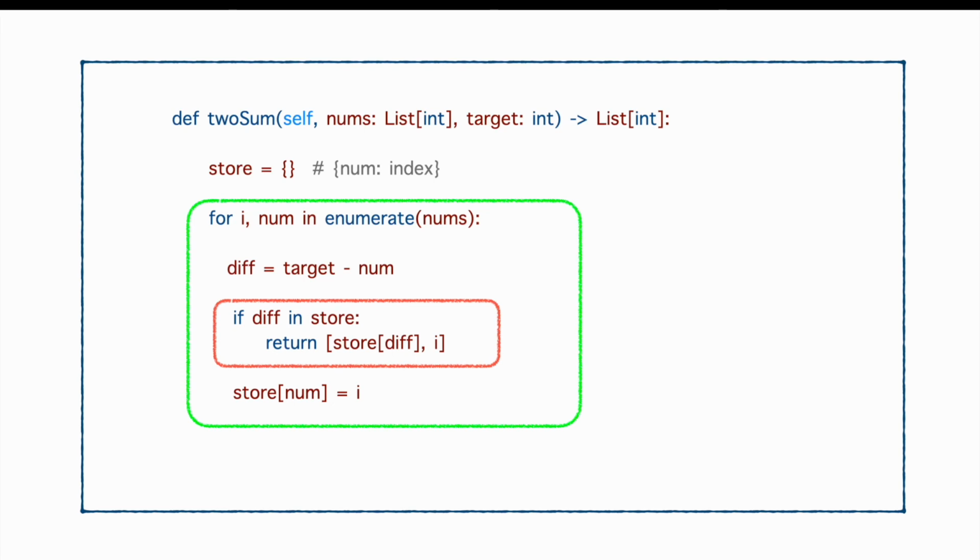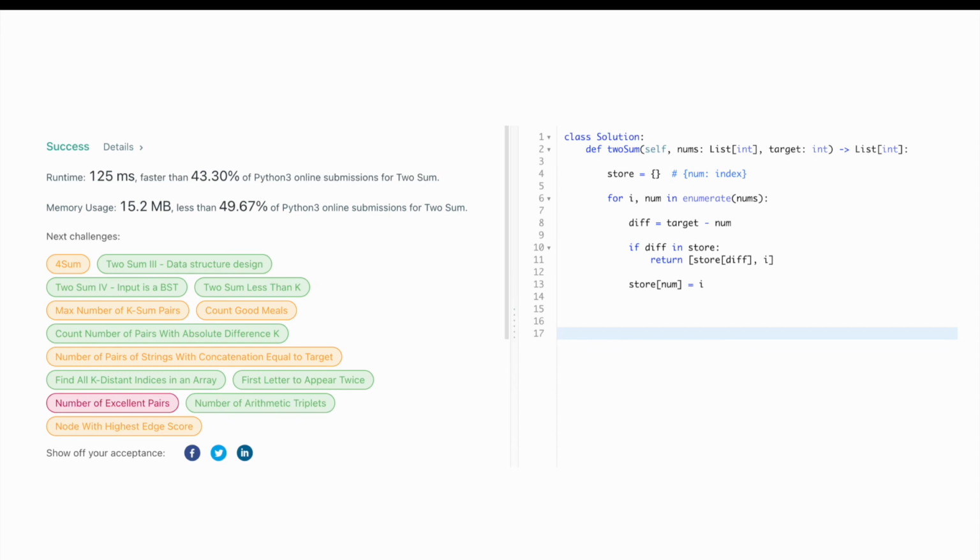And the first thing that I do is to get a diff, target minus number, so that I can conveniently check if diff is already in the store. If it is, like we discussed, we want to grab the value from the store, which is the index, and the current index for the current value, I, and I'm returning them as an array, as a list. If not, I just need to store the number as a key and the index as the value. And when I submit, it is accepted and good enough, and I just move on.